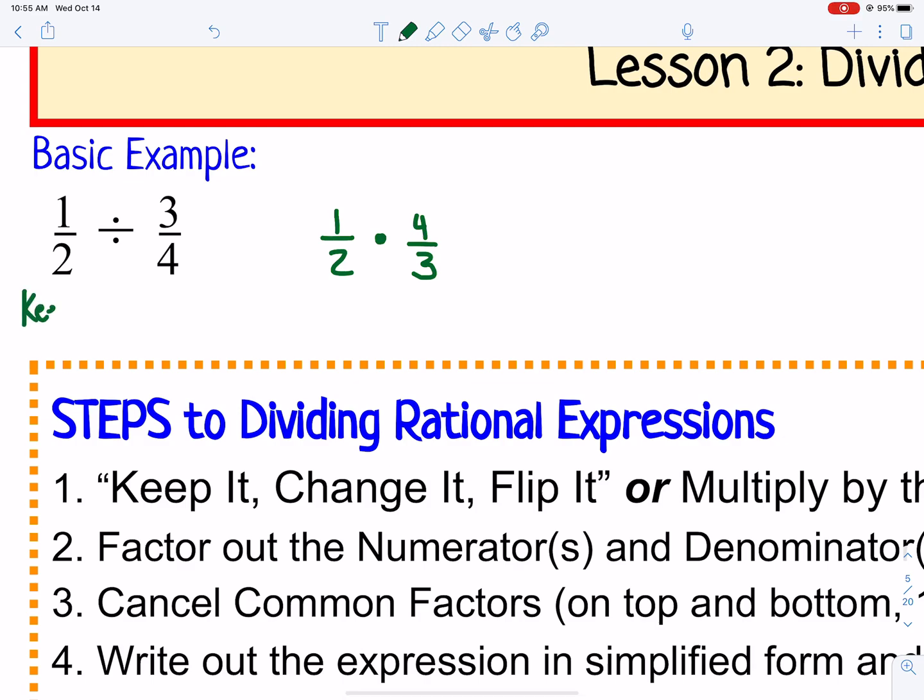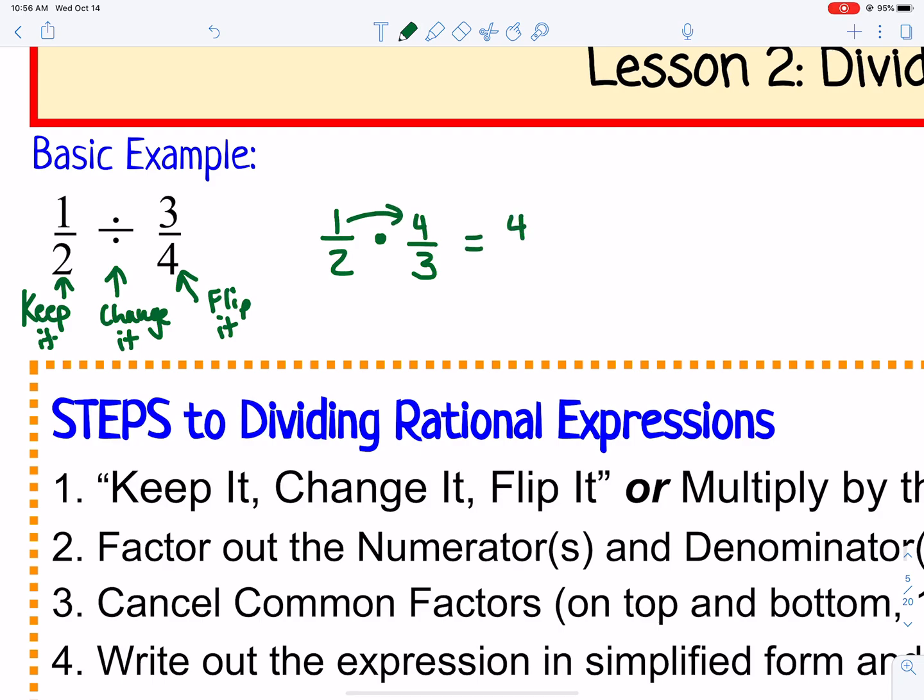You might have heard the phrase keep it, meaning keep that first fraction like it looks. And then change it, meaning change the sign from dividing to multiplying. And flip it, meaning flip that second fraction. So it's a nice phrase that helps you remember to multiply by the reciprocal instead of dividing a fraction by another fraction. And then you just want to multiply across the top.